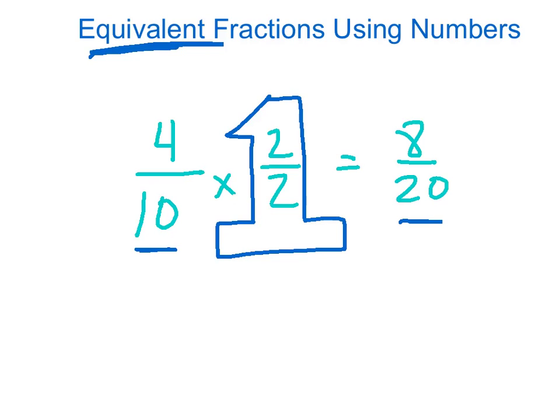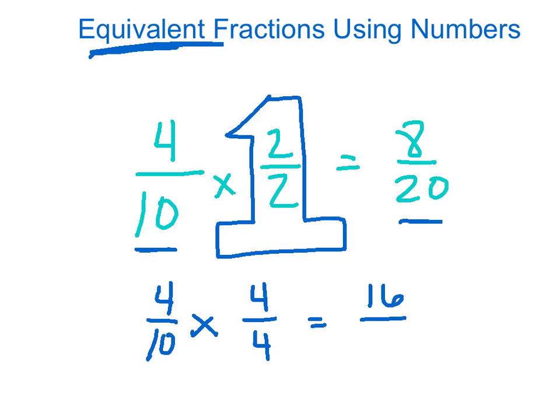Exactly. And so when we say you need to multiply the same thing on the top and bottom, 2/2, we're really saying you need to multiply by 1. And you could do it by anything. You could do 4/10 times 4/4, which also equals 1. And it's going to give you 16/40, which would also be an equivalent fraction for 4/10. It would also be an equivalent fraction for 8/20.